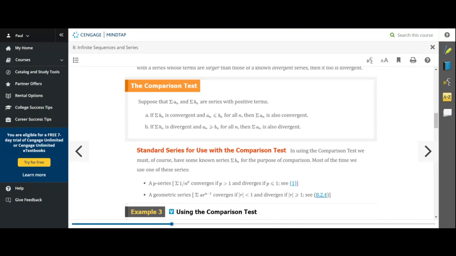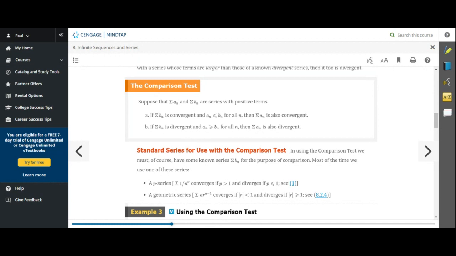Now part B says, if the smaller series diverges, then the larger series diverges. The reason I can tell which series is larger and smaller is the fact, for B, that the terms AN of the one series are larger than the terms BN for the other series. So therefore, the series BN would be the smaller series, and if it diverges, the series AN is also divergent. So this is how you use the comparison test.